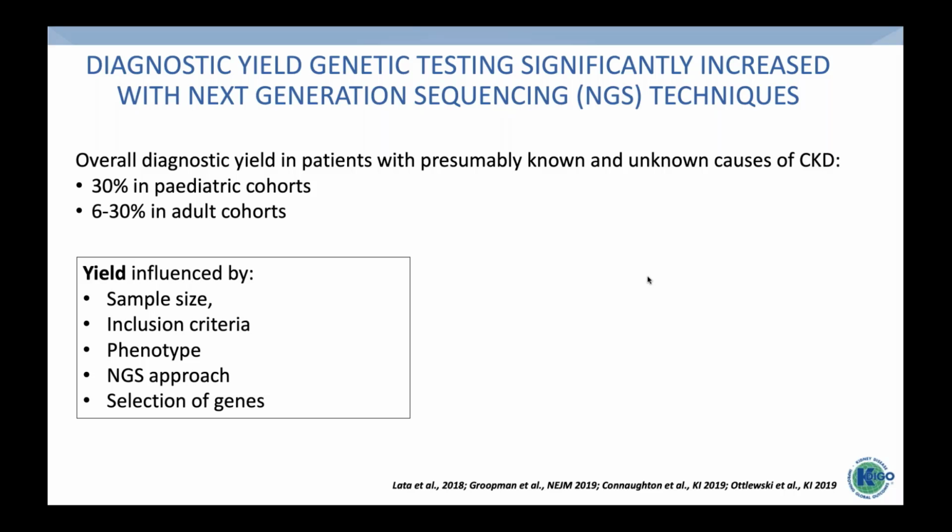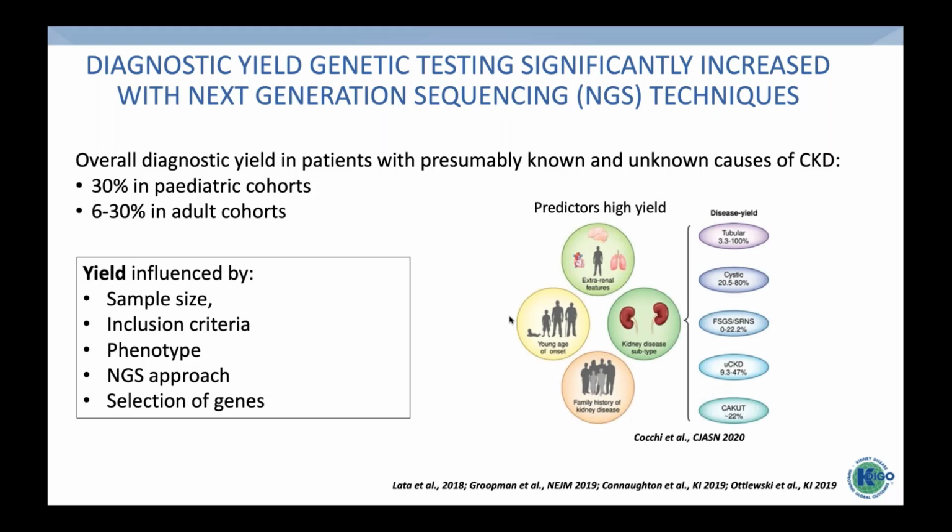So overall, we have seen in cohort studies that in about 30% of pediatric cohorts, there is a diagnosis in patients with known and unknown causes of CKD. And this is also true in 6 to 30% of adult cohorts. And this diagnostic yield is influenced by a number of things. First of all, the sample size of the cohort, the inclusion criteria of the patients, the specific phenotype of the patients, the specific next generation sequencing approach, and the selection of genes that were used in that approach.